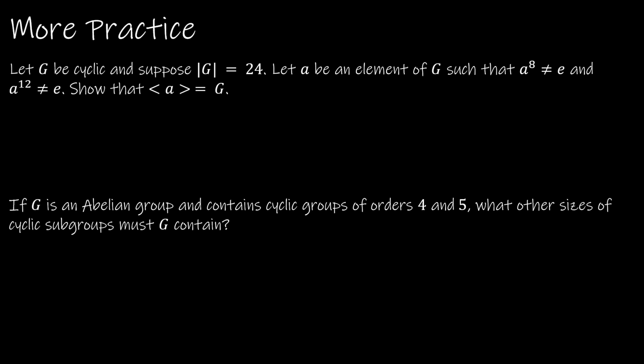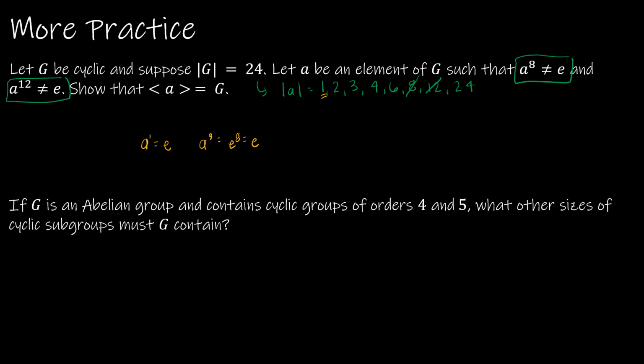Well, we know that the order of G is 24, which means that the order of A has to be a divisor. 1, 2, 3, 4, 6, 8, 12, or 24. Now it tells us here that A to the 8th is not E, so it's not 8, and A to the 12th is not E, so it's not 12. So let's just go through one by one. If, for instance, I chose an order of 1, well, if A to the first was equal to E, then A to the 8th would be E to the 8th, right? Which is just E. So it can't be 1.